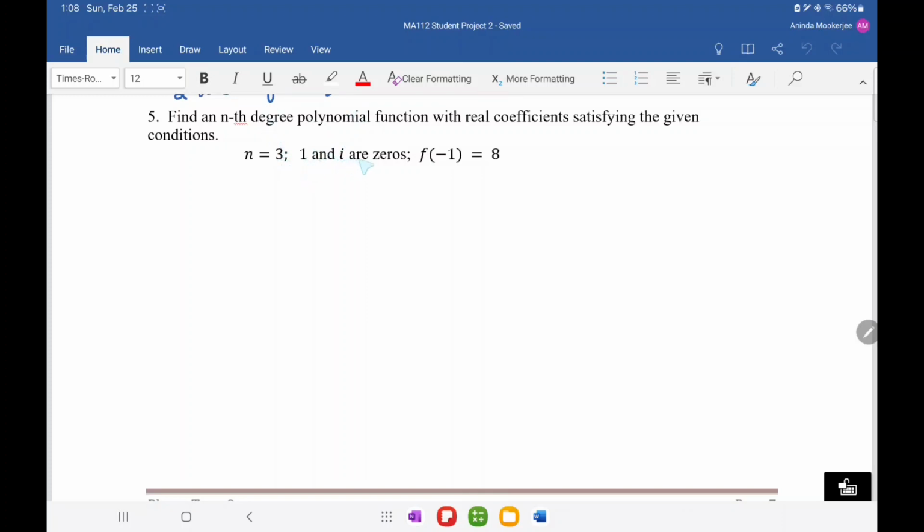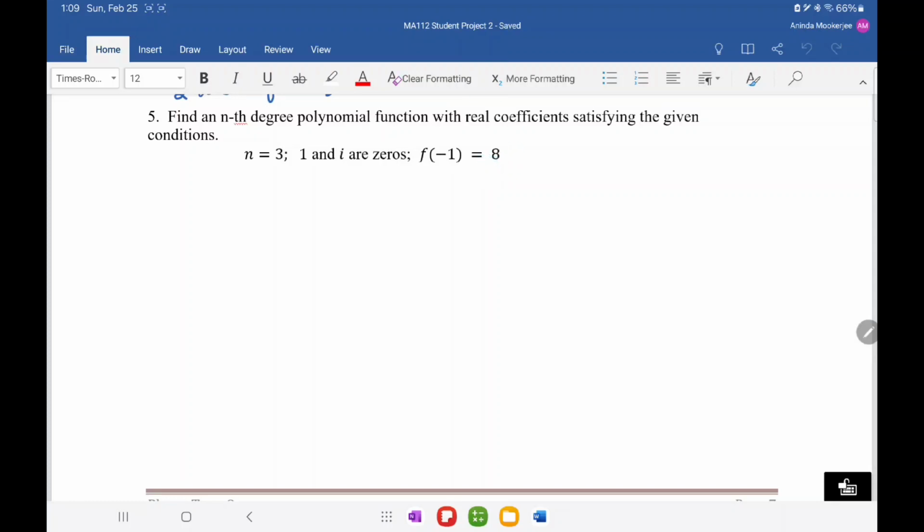1 and i are zeros, so the zeros we are going to use to come up with the factors of the polynomial function, and finally f of -1 equals 8. Now this means that whatever polynomial function we come up with, when we plug in a -1 for x, it should give an f of x value, or a y value, of 8.